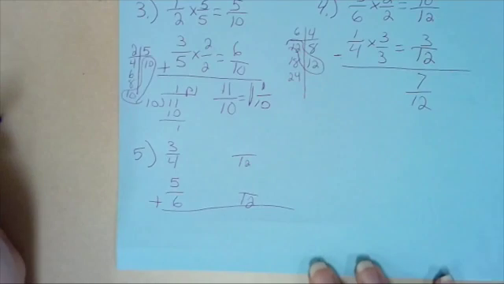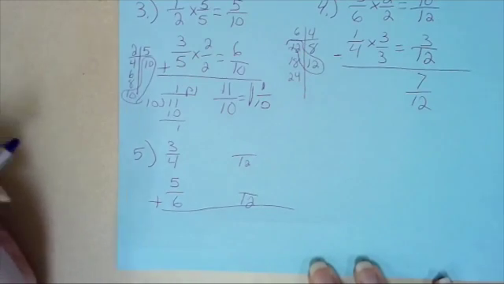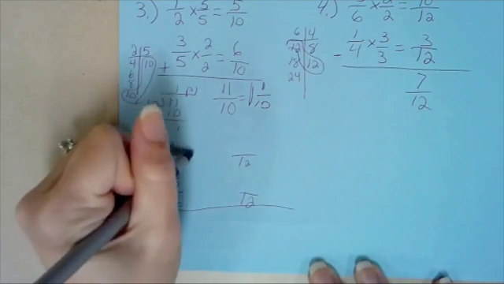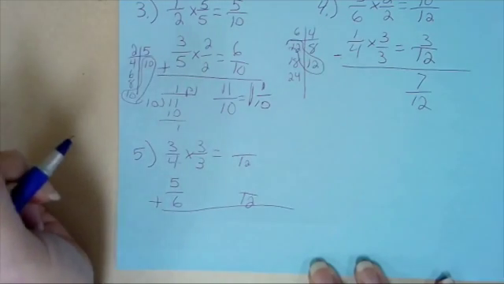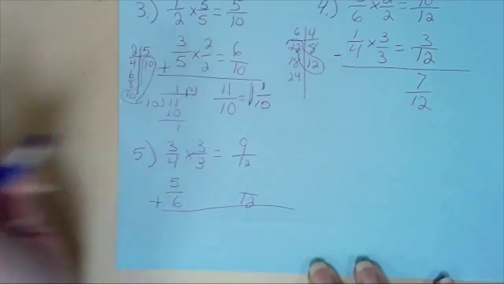I'm going to go crazy and I'm going to talk to myself. Hey, self, what'd you do to 4 to get to 12? Well, self, you multiplied by 3. And if you do it to the bottom, you're going to do it to the top. 3 times 3 is 9.